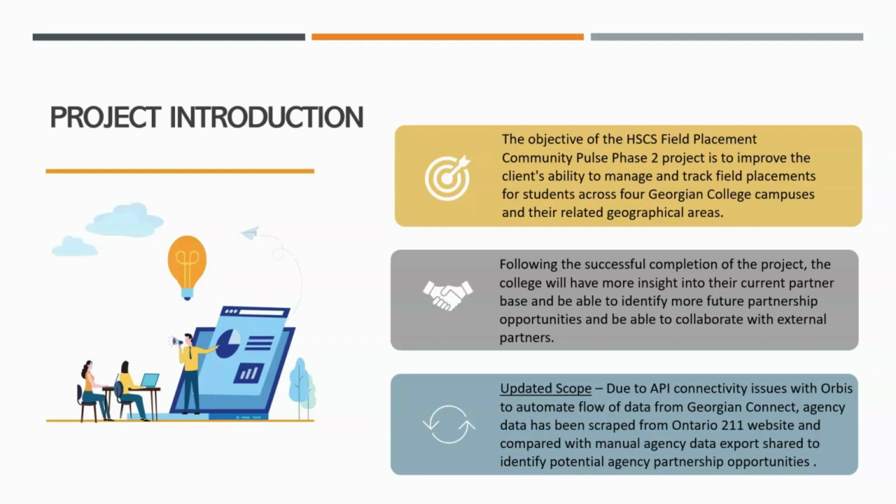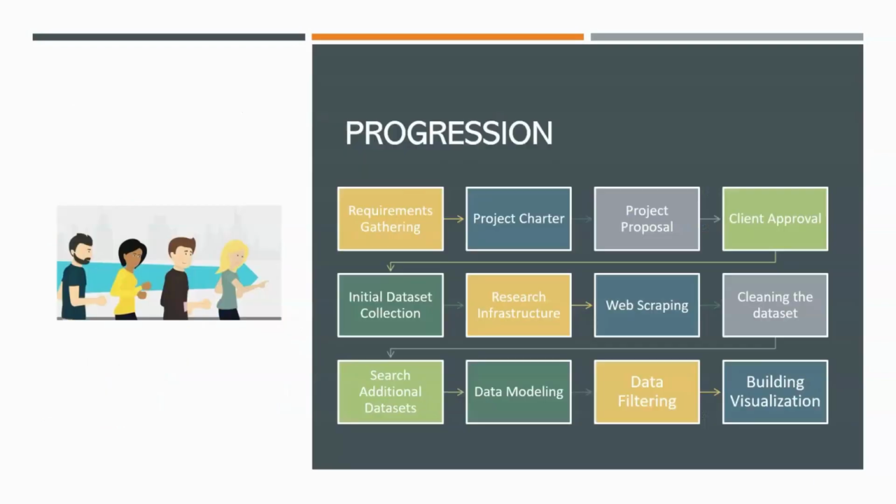So we shifted our focus to one of our other deliverables, which included web scraping information from a website, and then we compared this information with the manual data shared with us by Georgian College to showcase what potential agency partnership opportunities the college has, and to show a percentage of how many agencies they have already collaborated with and what more agencies they can reach out to. The college confirmed they are mainly interested in 3 areas, Brampton, Mississauga, and Newmarket, and that's what we have focused on more during this project.